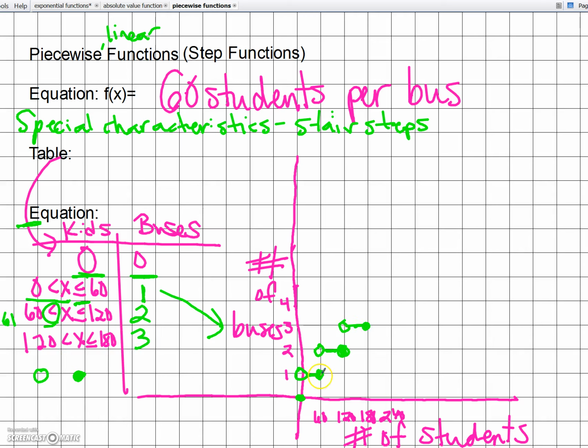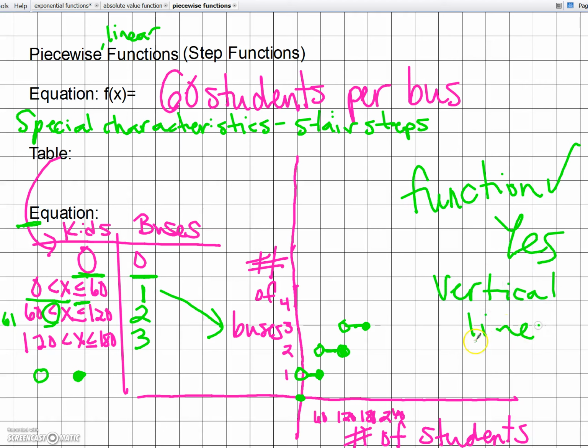Notice this is a function. If it were to ask you, is this a function, you would say yes, because we can do our vertical line test. And how do we do that? Well, if I pull my pen across here, notice this looks like they overlap. However, this is a closed circle, which means it is included. This is an open circle, which means it is not included. So you only have one thing going on as you do your vertical line test. So let's try another one of these to clarify.